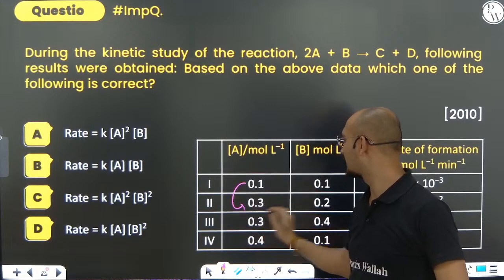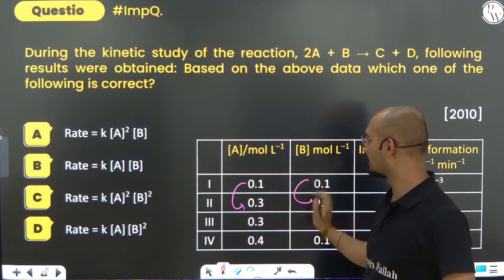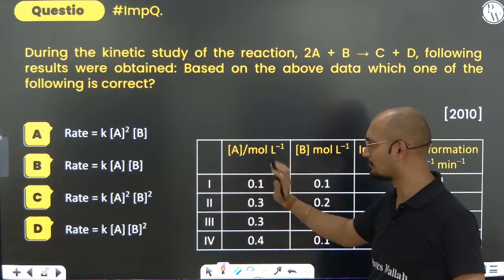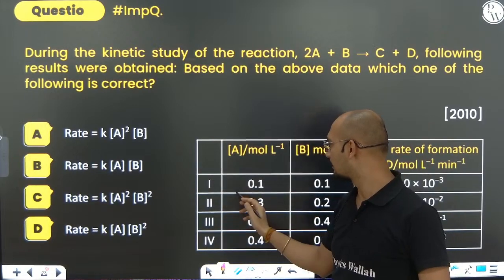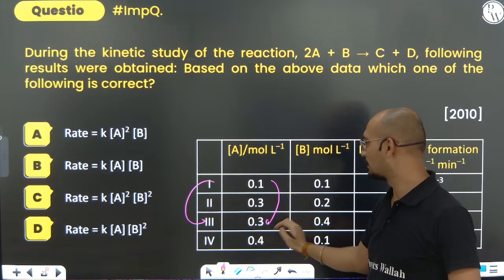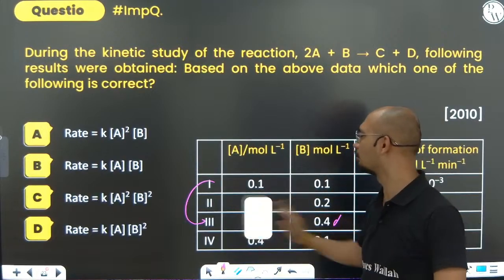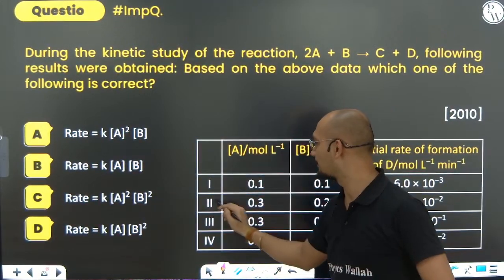Okay, here what is happening? Here both reactants are changing. Here it is becoming 2 times. Here it is becoming 3 times. No, do not compare 1 and 2. Think about 1 and 3. If you compare 1 to 3, both are changing. 1 to 4, changing. No, do not compare it. Just try to compare 2 and 3.